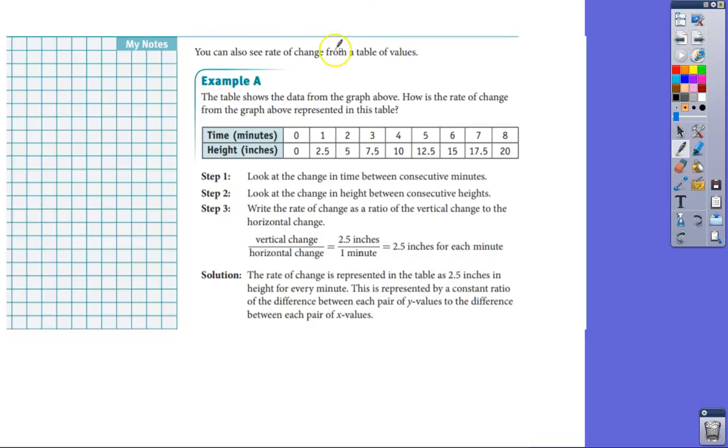All right, you can also see rate of change from a table of values. The table shows the data from the graph above. How is the rate of change from the graph above represented in this table? All right, so it's telling us first we look at the change in time, okay? And you can color code this if you want, I'm going to. So step 1, look at the change in time. Okay, so I'm going to pick these two. Then it says step 2, look at the change in height. So I forgot to write the change in time was 1 because 1 minus 0 is 1. The change in height was 2.5.